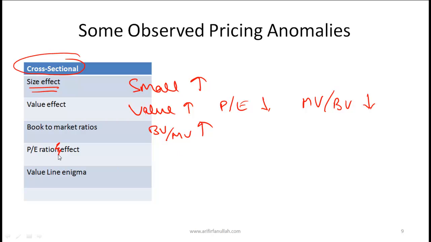The PE ratio effect generally implies that stocks with relatively low PE ratios tend to perform well. And the Value Line enigma is a very US-centric term, and I don't think this is highly probable on the exam, but the general idea is Value Line is a well respected agency in the US that publishes its ratings on stocks and gives predictions on which stocks will do well, and the stocks that they generally identify as ones that will do well tend to outperform.